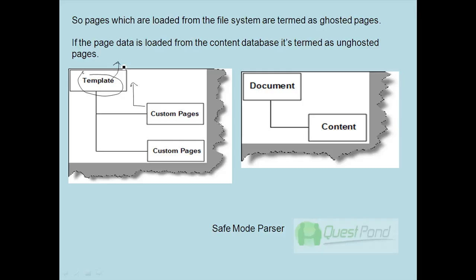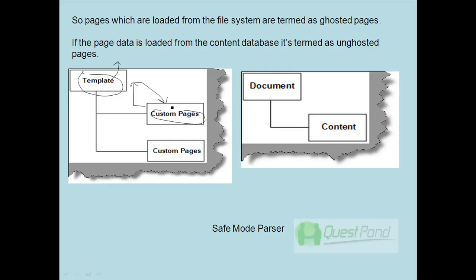So the template is loaded only once. Any custom page which inherits from the template and has some changes, these changes are applied to the custom page. This is a very efficient way of working, and it also increases scalability. Now this is termed as ghosting. The custom pages lying in the virtual directory of SharePoint are termed as ghosted pages. So pages which are loaded from the file system are termed as ghosted pages.